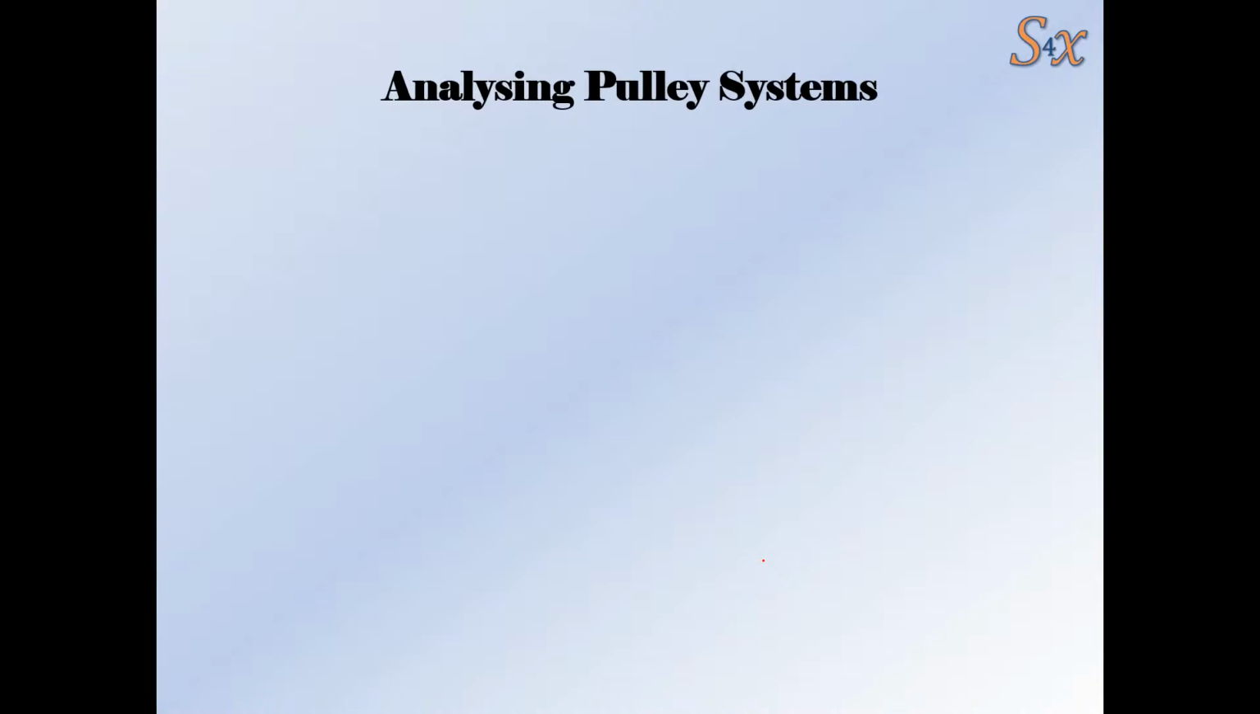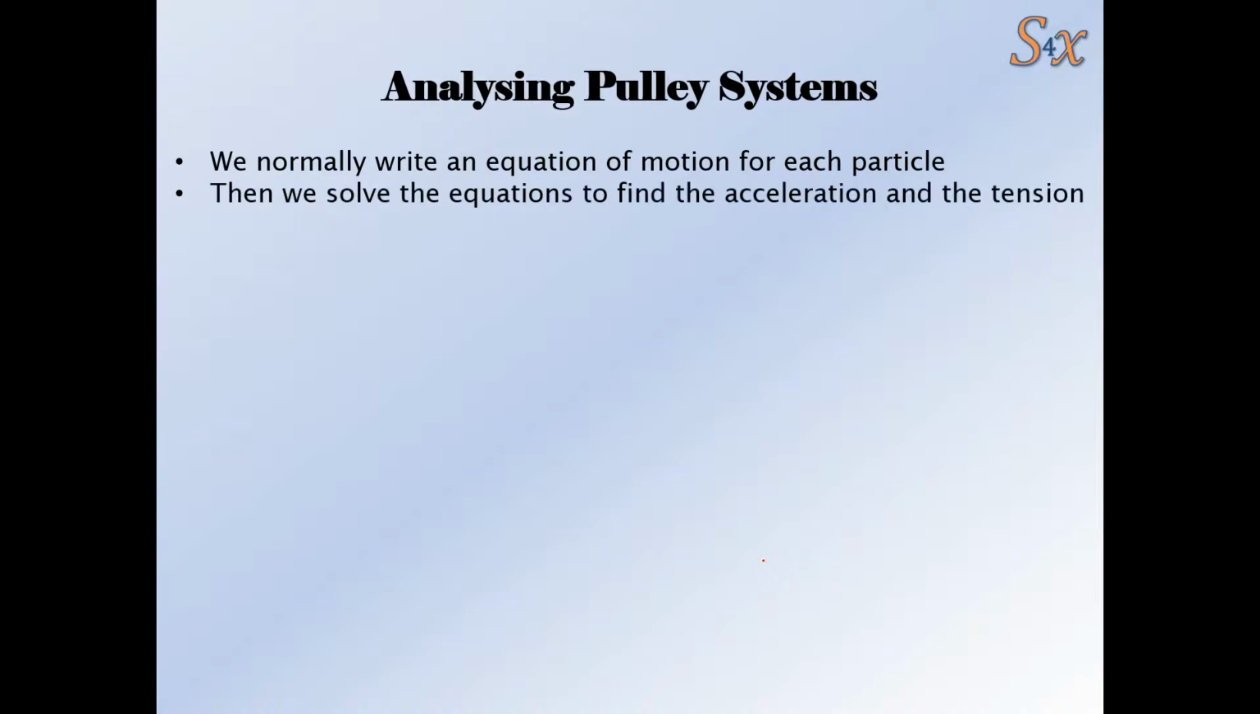So let's try and analyse the system now. What we're going to do is write an equation of motion for each particle in the system. There's normally going to be two. We're then going to solve those equations to find the acceleration and the tension, which are normally the things we don't know. We don't know how fast the system's moving, and we don't know the tension in the cable.